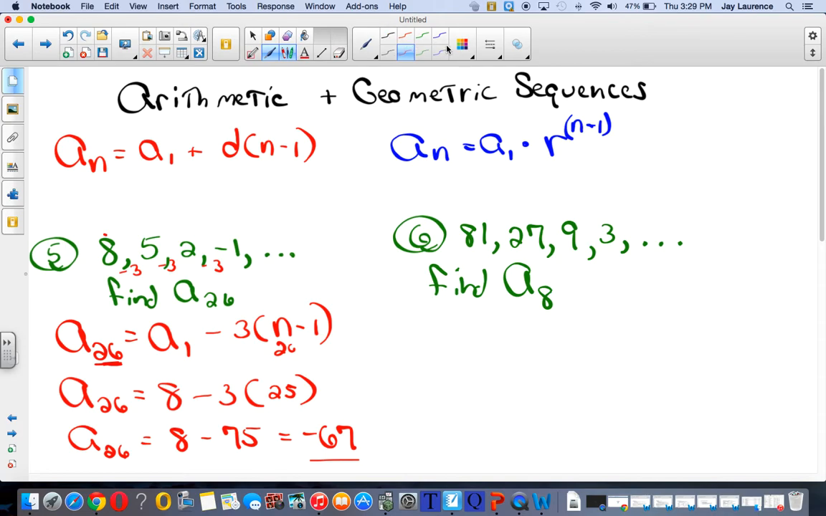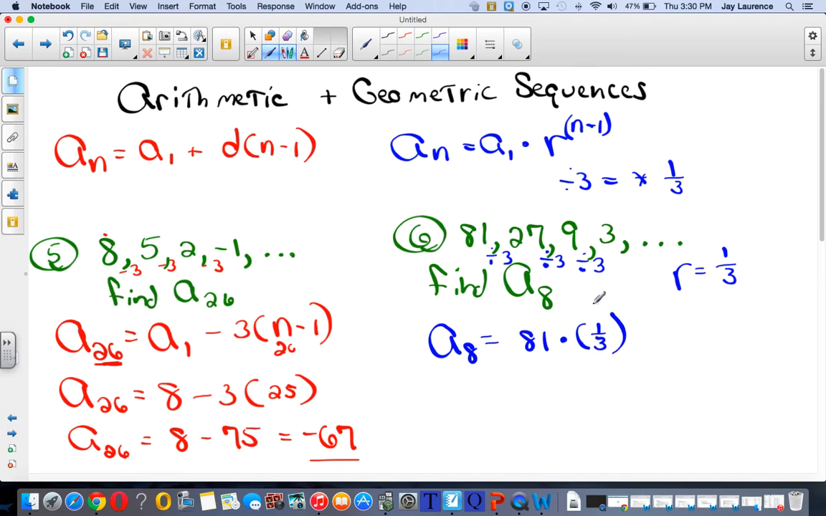Okay, this one here I think is geometric because I'm dividing by 3 and dividing by 3 and dividing by 3 every time. And dividing by 3 is the same as multiplying by the reciprocal, 1/3. So r is going to equal 1/3. So I need a sub 8. That's going to equal a sub 1, which is going to be 81, times 1/3 raised to the n minus 1 power. Well, n is 8, so that'll be the 7th power.